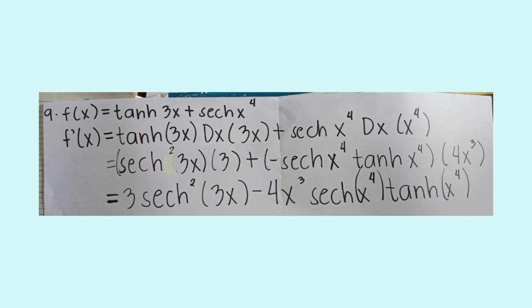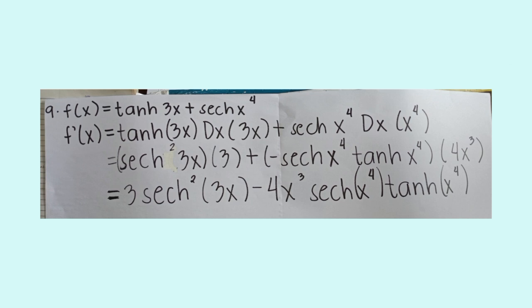So, it becomes 3 sech squared 3x. And the derivative of sech x raised to 4 is more complex because it's a function raised to a power. So, we use the chain rule again. It involves multiplying by the derivative of sech x, which is related to negative sech x tanh x.